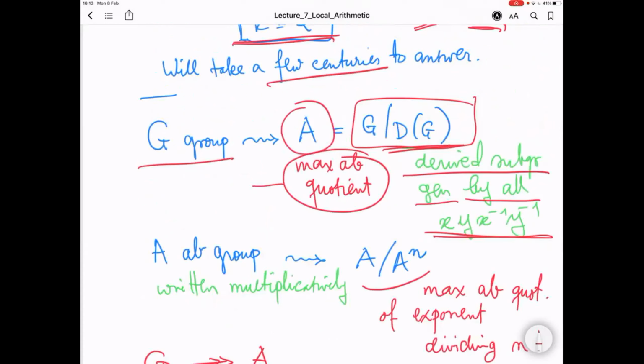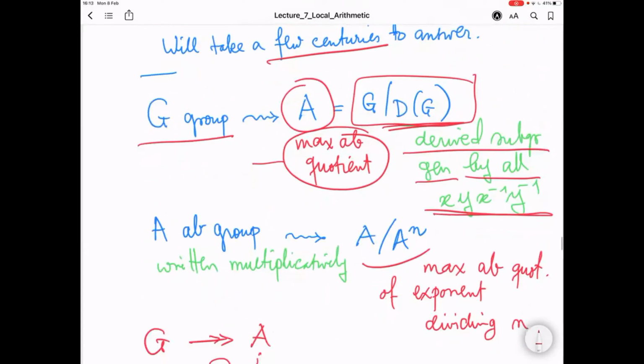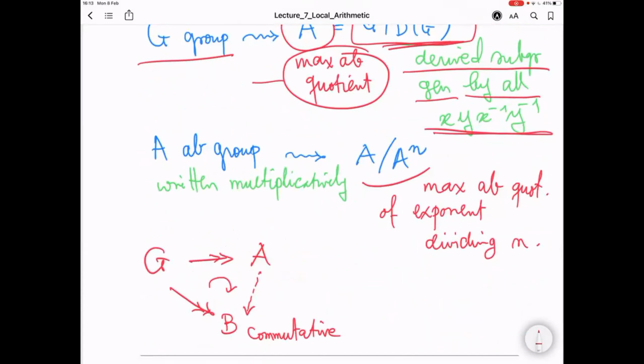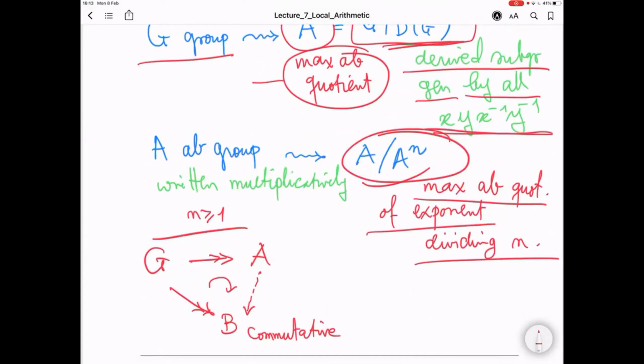Even understanding the maximal abelian quotient of absolute Galois groups is not an easy matter. So sometimes you take an even smaller quotient. You choose an integer n, and you go modulo the nth powers. So this is going to be the maximal abelian quotient of exponent dividing n.